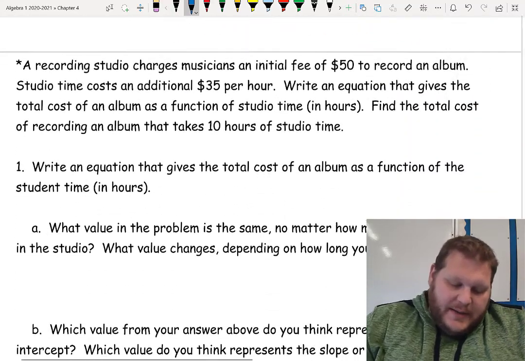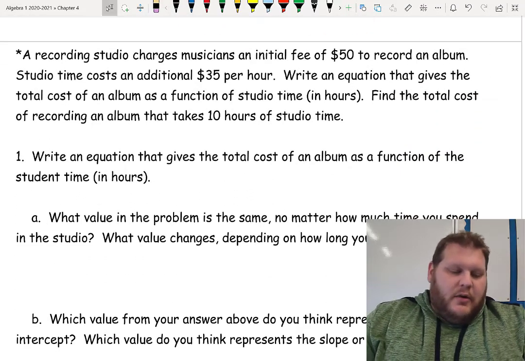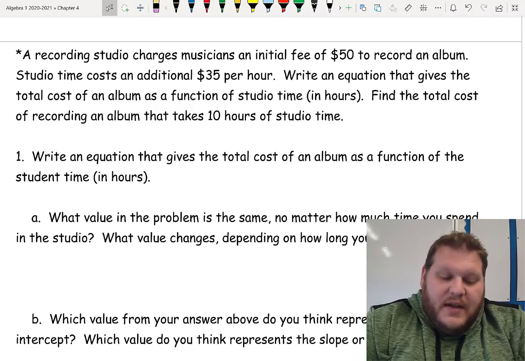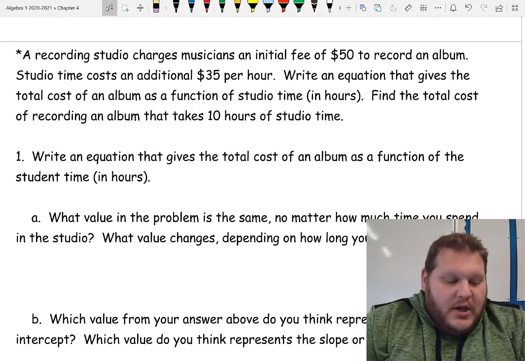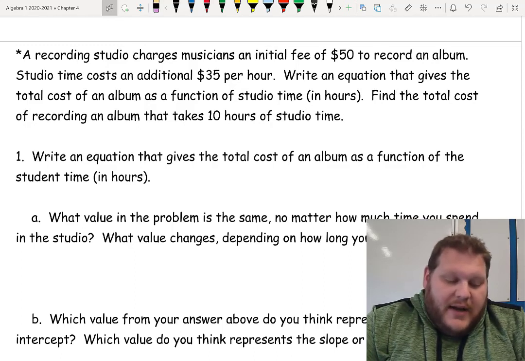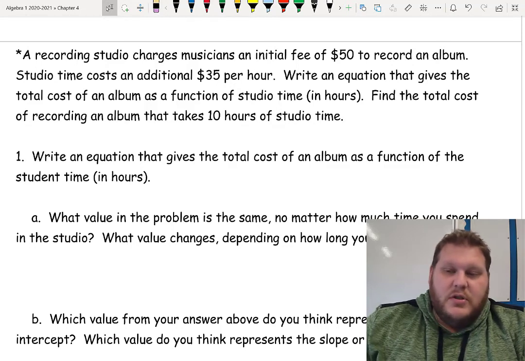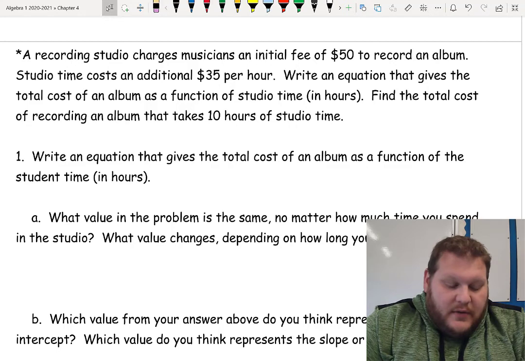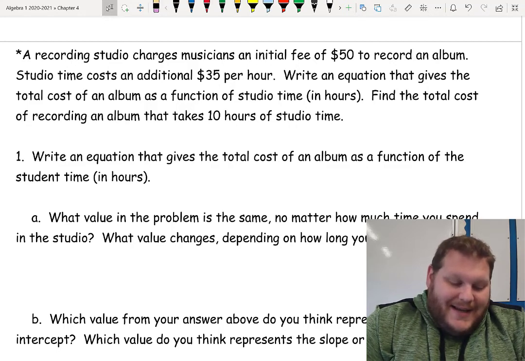So let's take a look at a couple of problems here. I'm just going through these real quick. A recording studio charges musicians an initial fee of $50 to record an album. Studio time costs an additional $35 per hour. We're asked to write an equation that gives the total cost of an album as a function of studio time in hours. Find the total cost of recording an album that takes 10 hours of studio time.